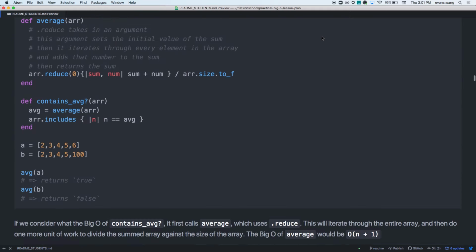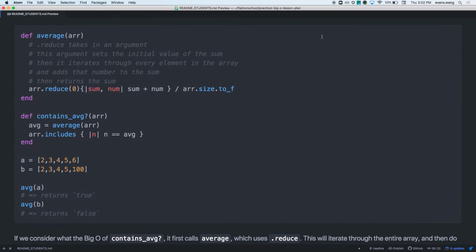All right, so let's do this now. Ready? Let's talk about something that's a little bit more functional, so to speak, right? I have this average function, and this average function just takes in an array, naturally, and then I run dot reduce on it.